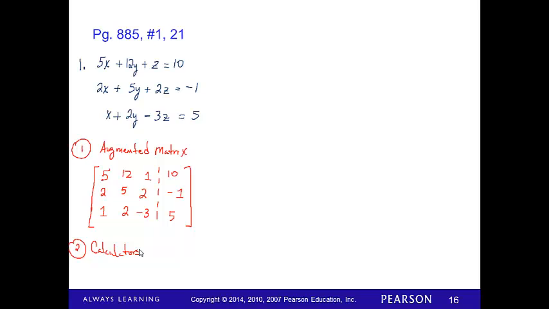So let's go ahead and turn our calculators on, and let's get inside the matrix menu. Scroll over to edit, hit enter. Now this has 3 rows, so 1, 2, 3. And it has 4 columns, 1, 2, 3, 4. So it's a 3 by 4. So hit 3, enter, 4, enter. And let's input this matrix. So we have 5, enter, 12, enter, 1, enter, 10, enter.